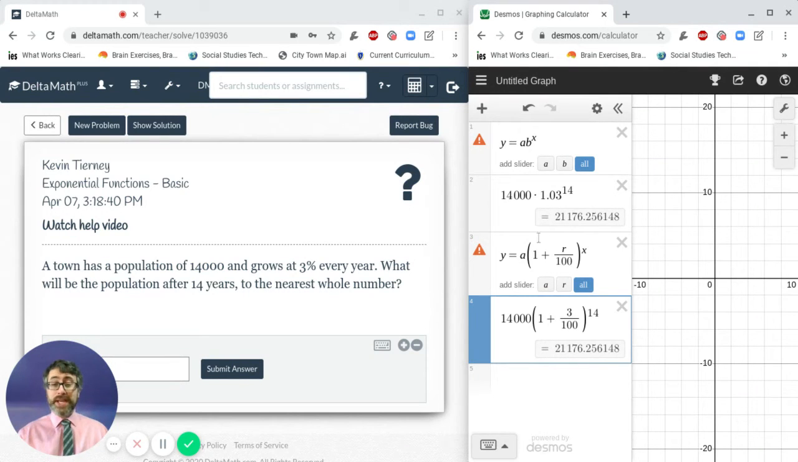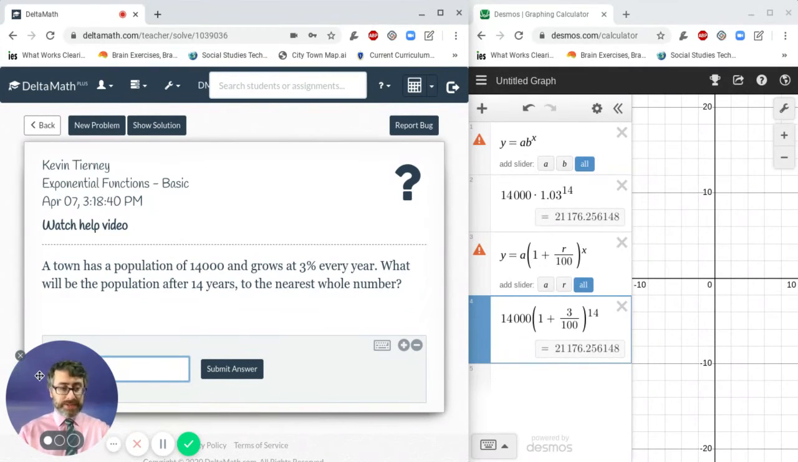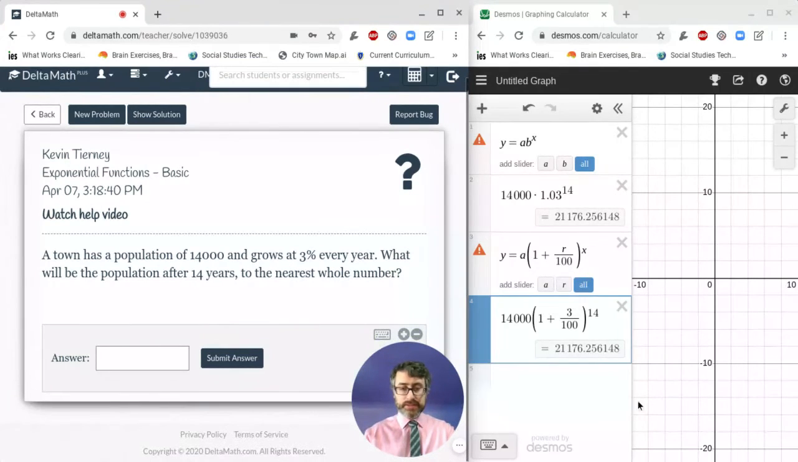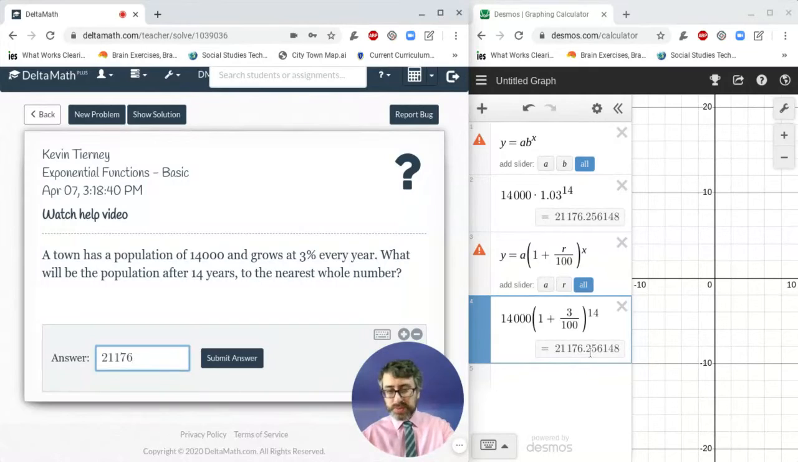So these are two different ways that we could approach the same problem. First way, we're doing a little bit more mental math. Second way, we get to show the steps all written down. Regardless, I'm going to write down my answer. Since we're using people as the units, it's asking us to give whole number answers. So let's give that, let me move myself out of the way. 21176. I'm getting rid of 0.2. That's not big enough to scale things up. So 21,176. Submit.